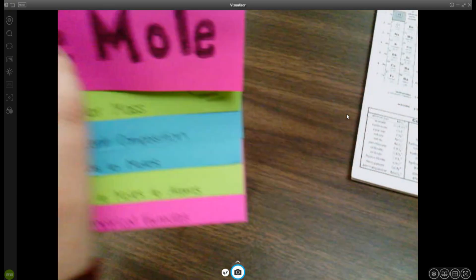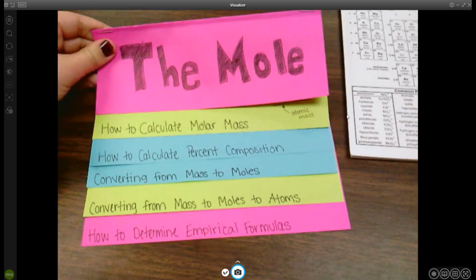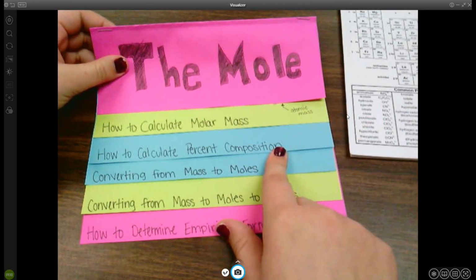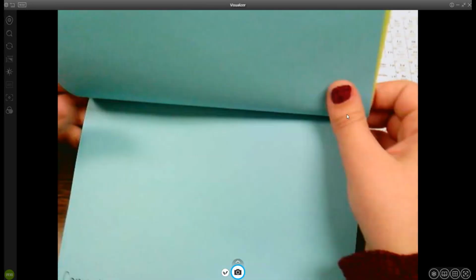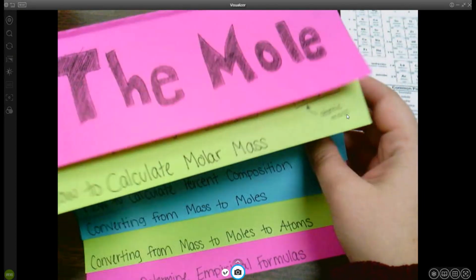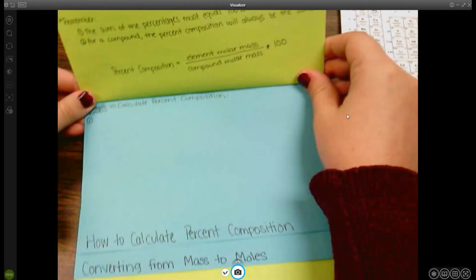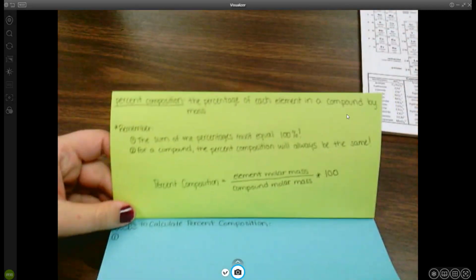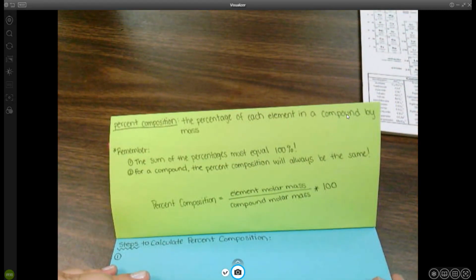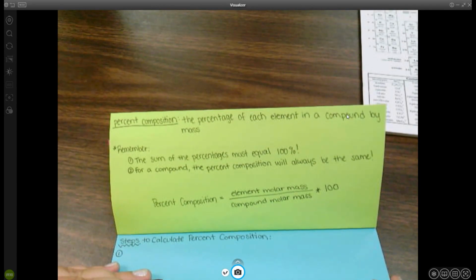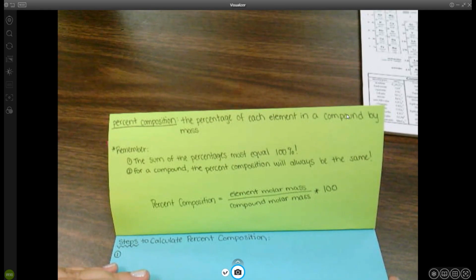Okay, guys, so I am going to go over the how to calculate percent composition notes in this video. I'm going to lift up the how to calculate molar mass. I have this, and yours will be blank, but I've started to fill mine in already, which is okay. You're going to write the definition of percent composition. Percent composition is the percentage of each element in a compound by mass.